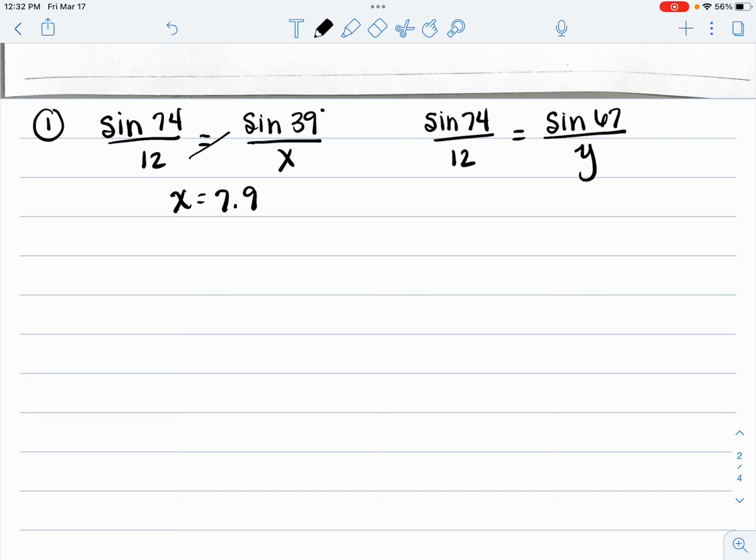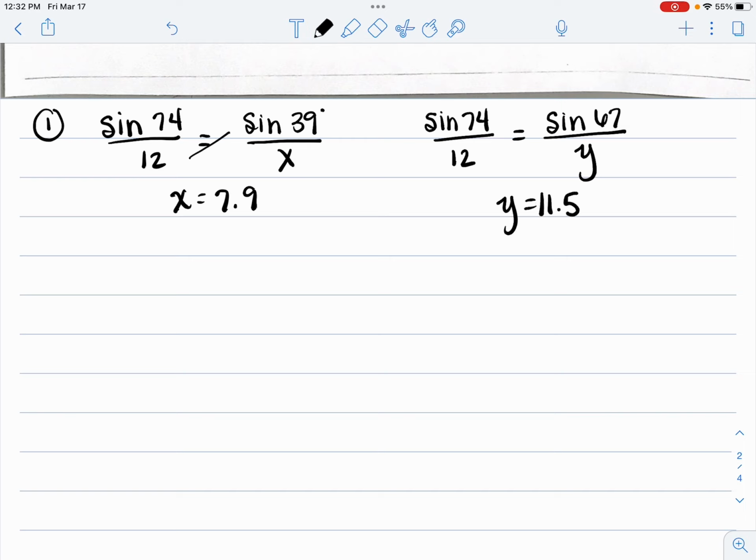And again, I'm cross multiplying and dividing on here. So 12 times the sine of 67, and then divide by the sine of 74. And you get 11.5. So the y value there is 11.5.